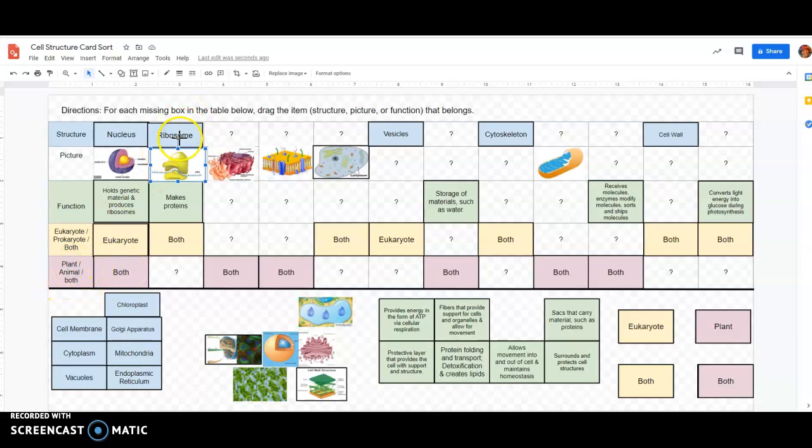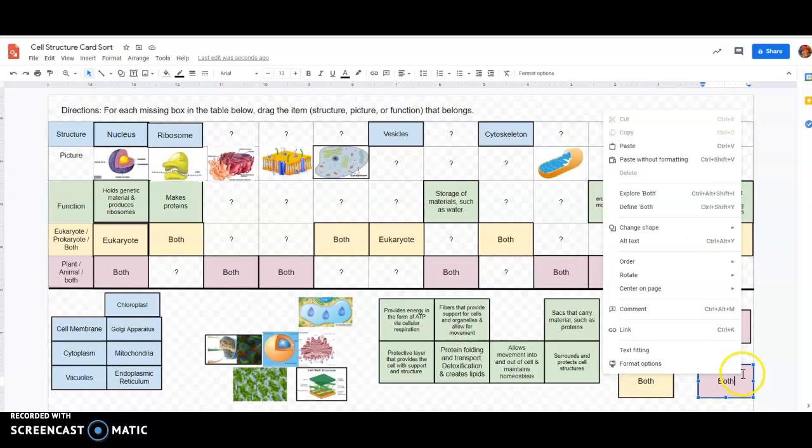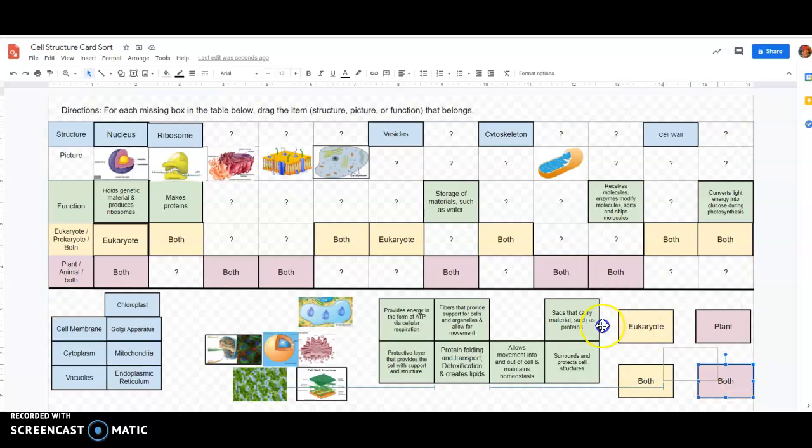So for example, a ribosome, you have the picture, it makes proteins. Ribosomes are in both prokaryotes and eukaryotes, and they are also in both, grab a hold of it, drag it, they are also in both plant and animal.